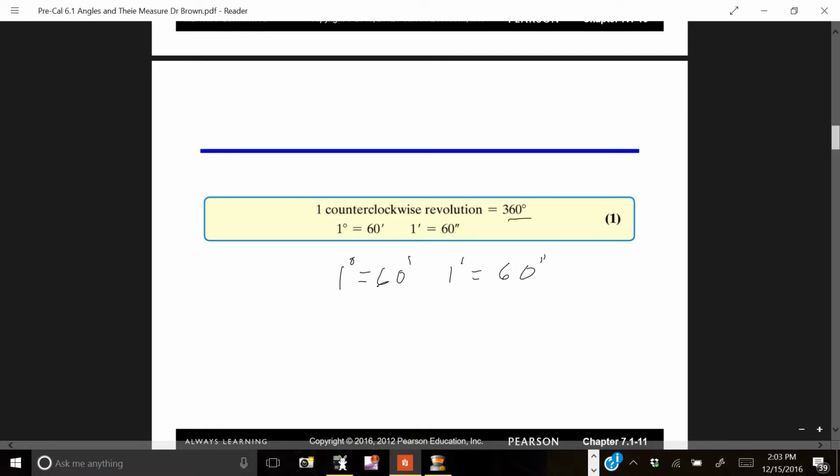So let's go ahead. I'll cut that out. Clean this up a little bit. Okay.